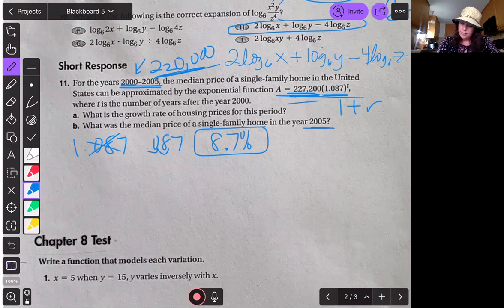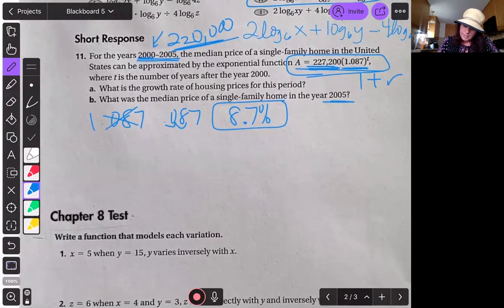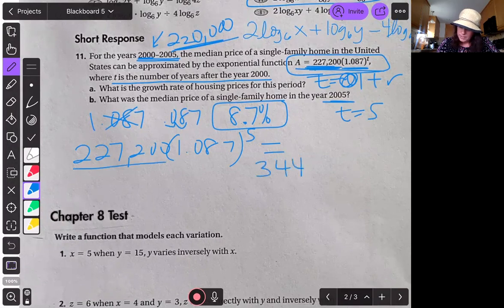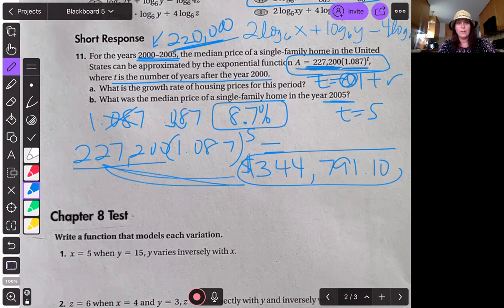So basically, after 5 years, how much is the house worth? And so we don't want to plug in 2005. t is the number of years after 2000. So at 2000, t equals 0, and that's why you get that y-intercept of 227,000. So here we want to plug in t equals 5. So 227,200 times 1.087 to the 5th power. And you go to your calculator, and after buying your home for $227,000, in 5 years it was then worth $344,791.10. That is a crazy amount that you made equity on your house in only 5 years.